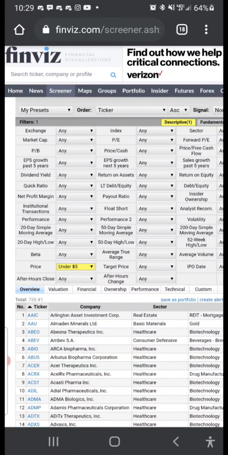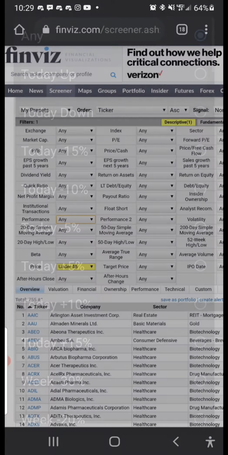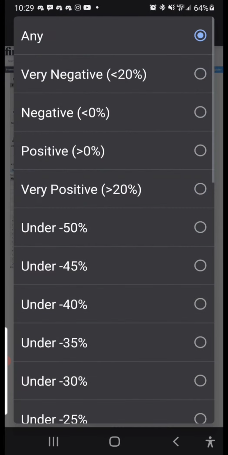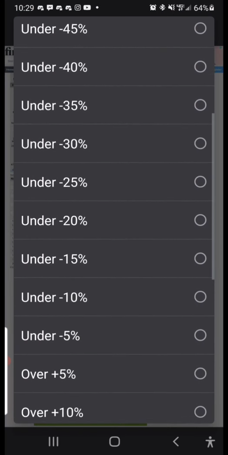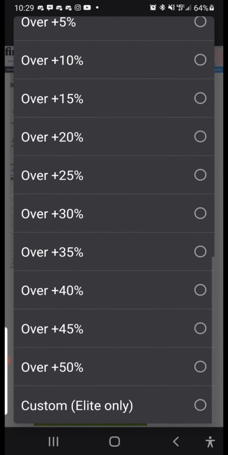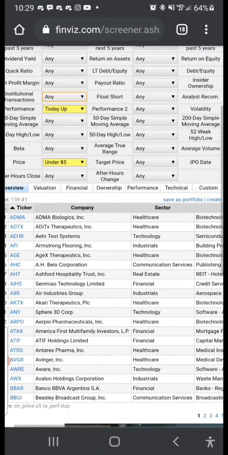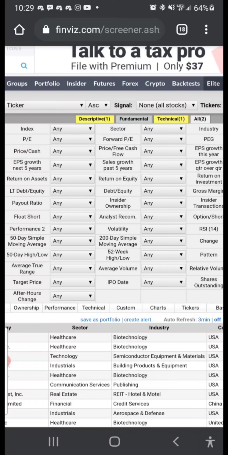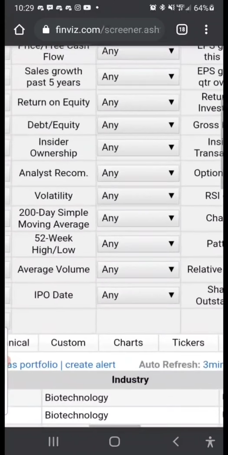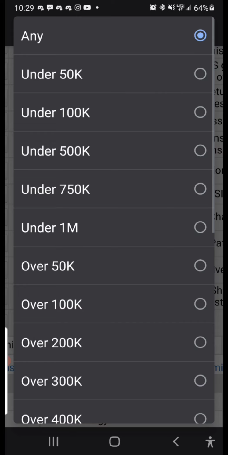Now, you can also go to performance, and you can say if it was up today, if it was down, positive, under percentage or over, right? So we'll go with today's up, and we're gonna go with average volume. Really, you should stay more towards the mid to higher volumes, because then you actually have things moving. There's more shares being thrown in, more people, so usually things move a lot faster.